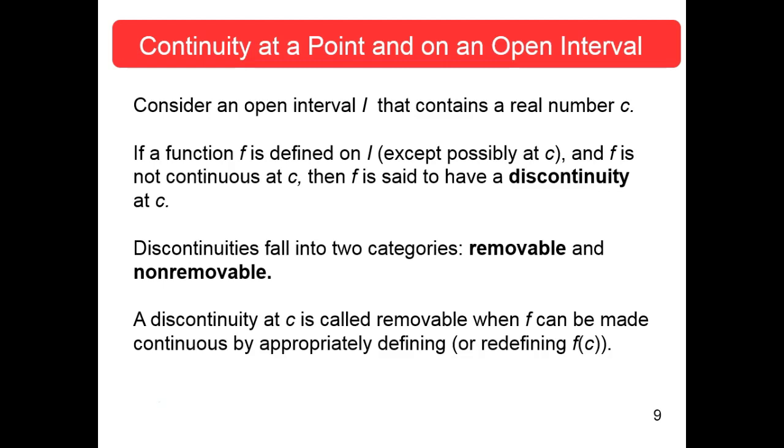Okay? If a function f is defined on I except possibly at C, it may not be defined at C, and f is not continuous at C, then f is said to have a discontinuity at C. The function f is defined on the interval that contains C, but if it's not continuous at C, then it has a discontinuity. Boy, that sounds like it's almost redundant, doesn't it?